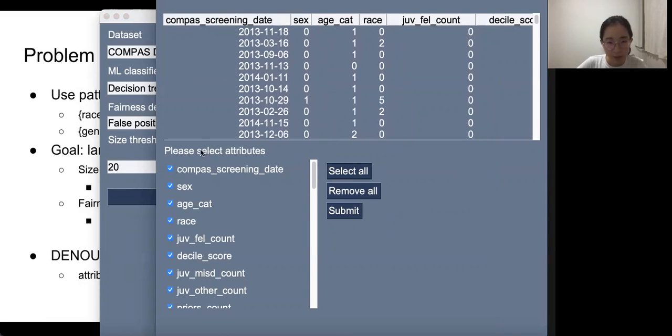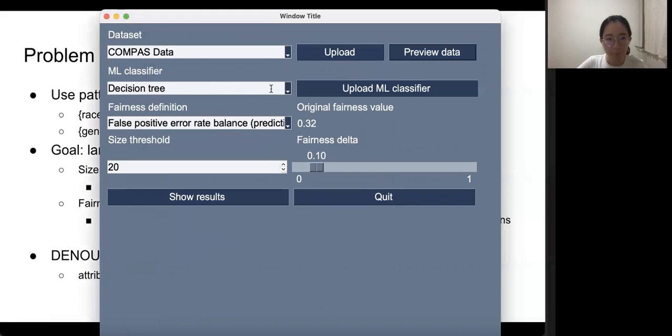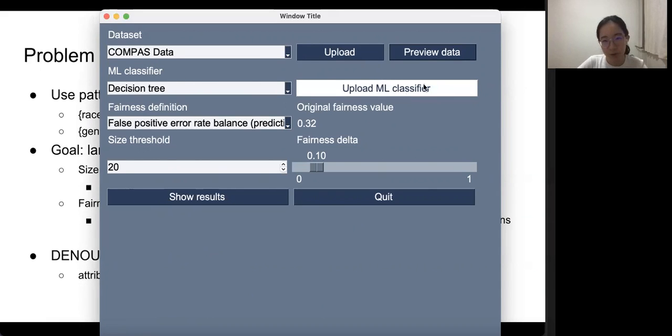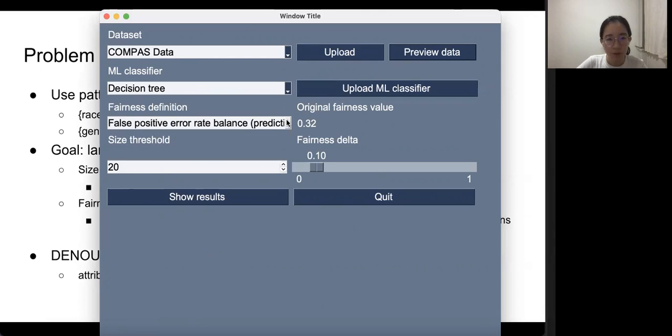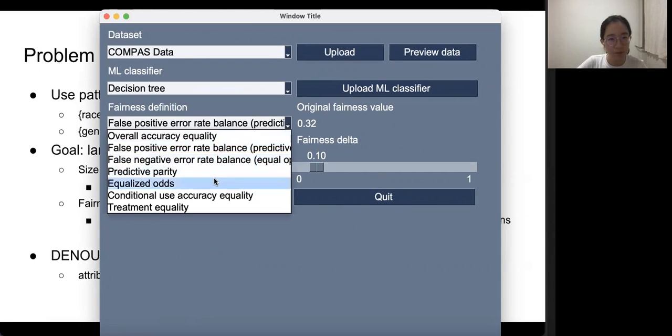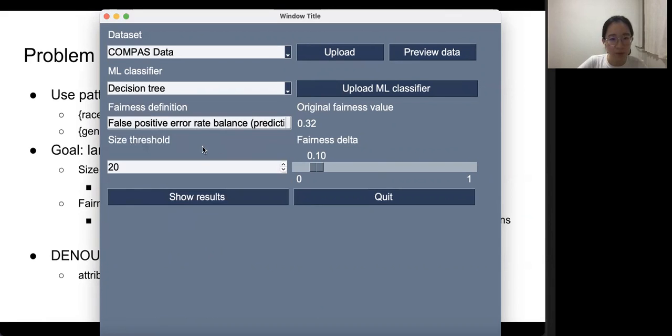And the user can select attributes they are interested in. We want to reproduce the results by ProPublica, so we select the attributes the same way as they did. Sex, age, and race, submit. And then the user needs to select or upload their own machine learning classifier. And here the system provides some different fairness definitions. For instance, we choose false positive error rate. And this number here shows the false positive error rate of COMPAS data is 0.32.